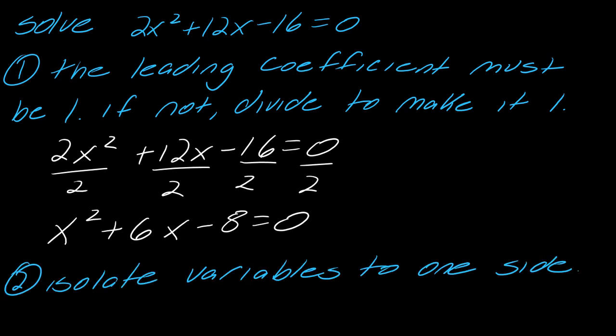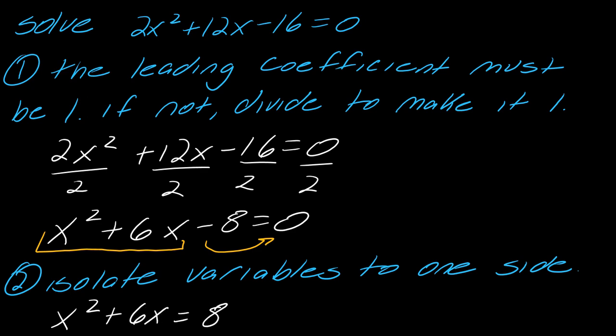Step 2 is to isolate the variables to one side. So what I'm talking about are these things with x's. I want those on one side. So this negative 8 needs to go over to the other side. So what I'm going to do is just add it over to the other side. I'm running out of space here, so I'm just going to jump to that step, but you could just add 8. So you can write that out for yourself should you desire. Okay, so I've got x squared plus 6x equals 8. So now I'll make a little space.